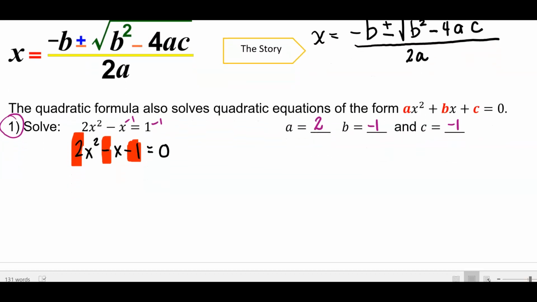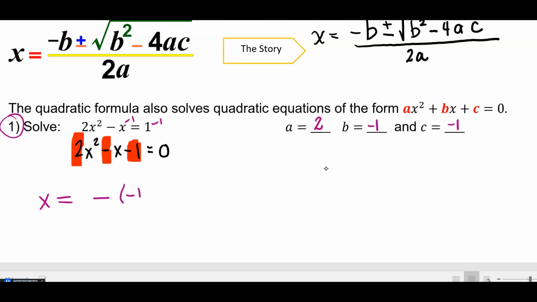Now what we're going to do is put a, b, and c into our formula. So we have x equals negative b, and b is negative 1, plus or minus the square root of, b again is negative 1 squared, minus 4 times a, and I'm following this formula above here, 2 times c, c is negative 1. All over.